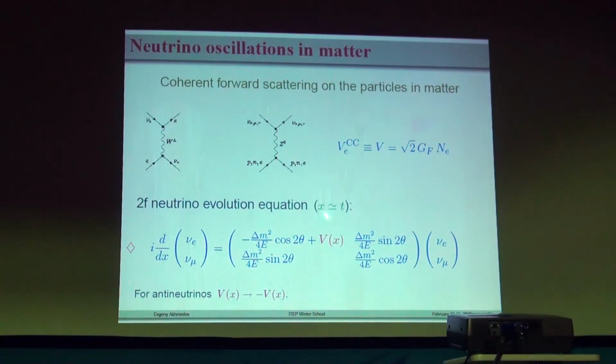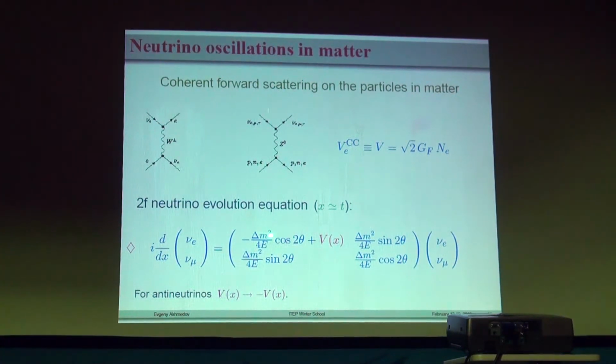Now in matter, only electron neutrinos experience this charge current interaction, so we should add this potential only to the electron part of the effective Hamiltonian describing the evolution of neutrinos in matter. Is it obvious? Yeah, but because look here.